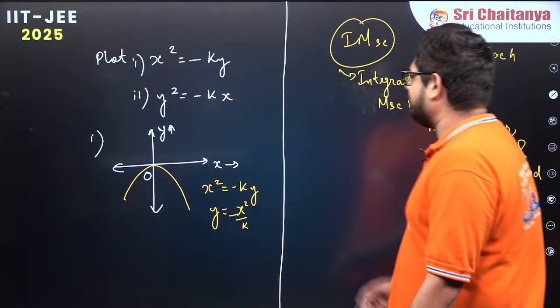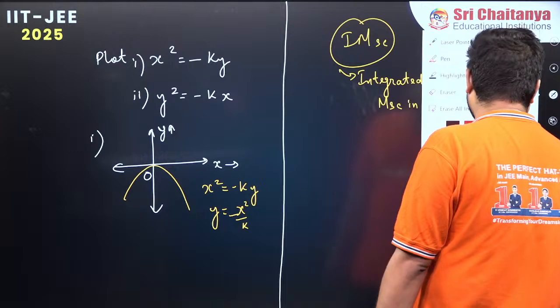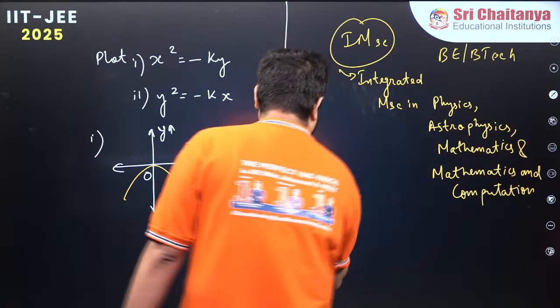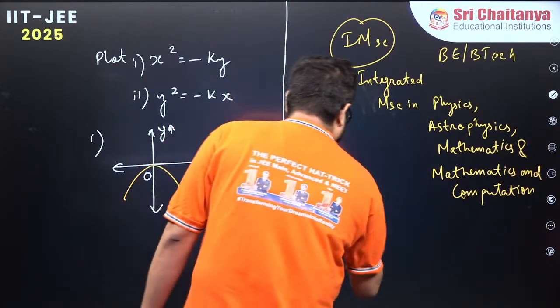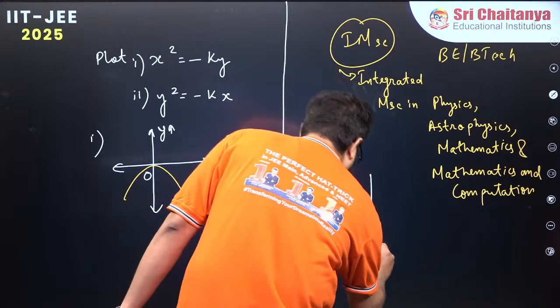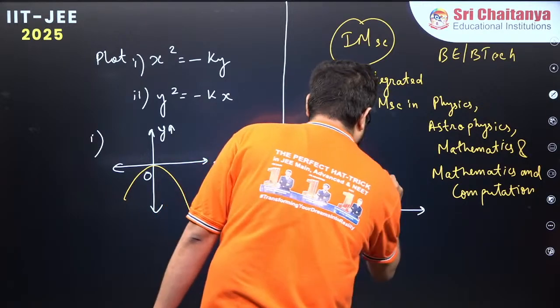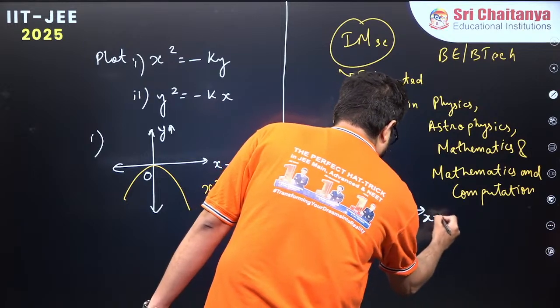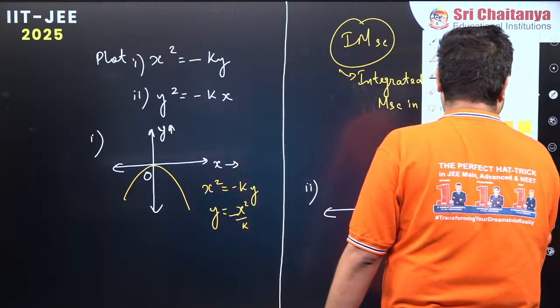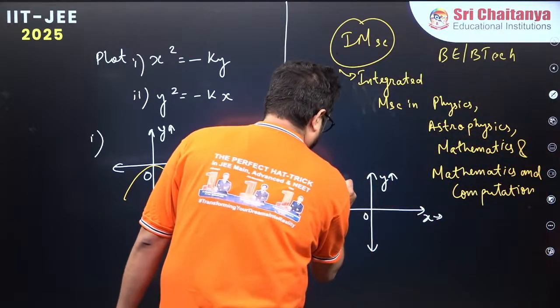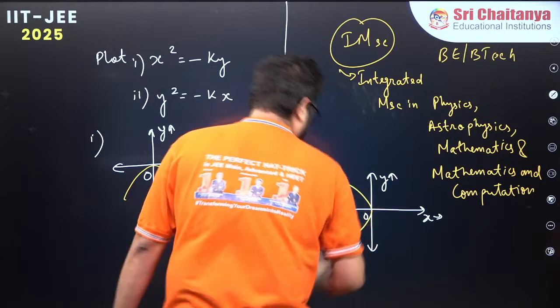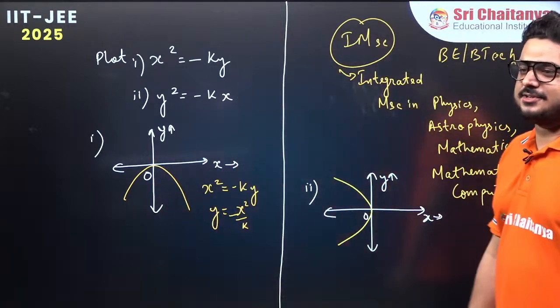And if I just try to plot y square is equals to minus of kx, which I will be plotting over there in the right part of this blackboard, then I will be getting this. This is going to be the nature associated over here. This is how we can plot y square is equals to minus of kx.